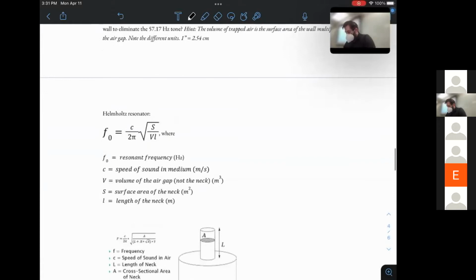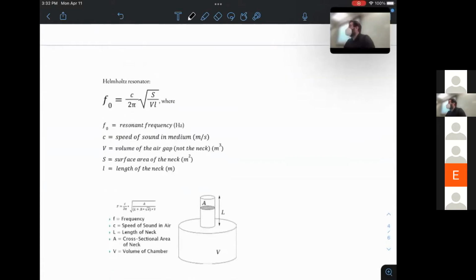Okay, so this is a Helmholtz resonator, is what this is, right? The professor drew this in class. You have this in your notes, but that's what we're talking about here. The neck of this Helmholtz resonator is those holes, those little cylinders, right? In the new wall, in this case. You with me?